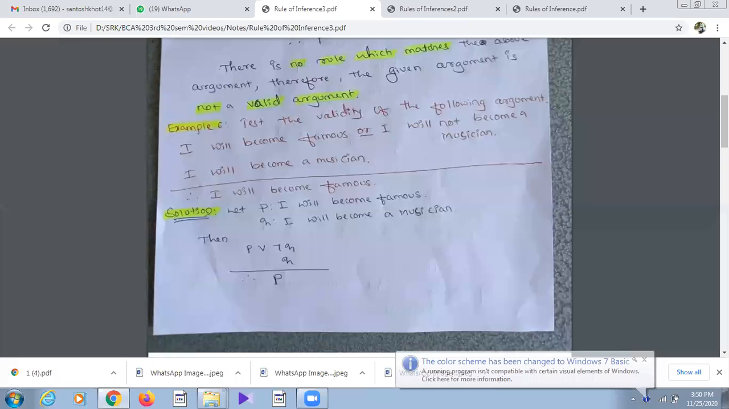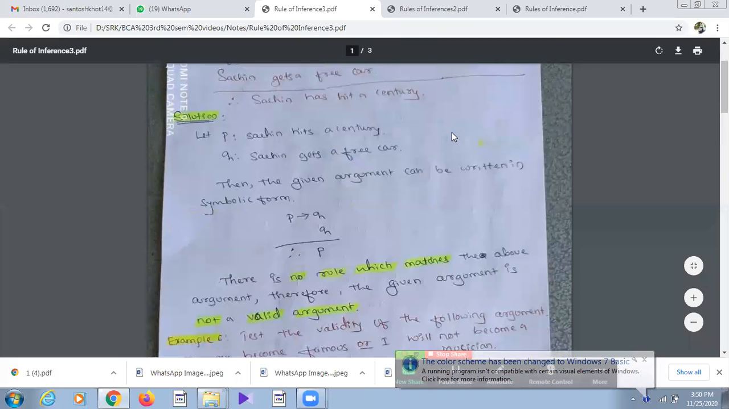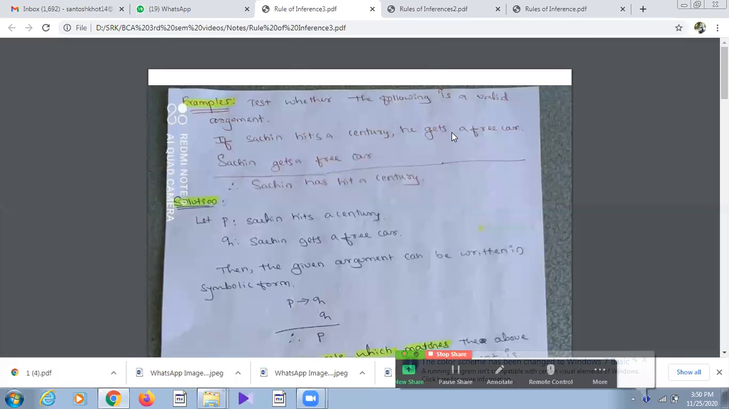So we studied the rules of inference, a total of 4 problems. Okay, so next is another type of problem in the rules of inference. I will share the screen. Okay, so here is the fifth example.